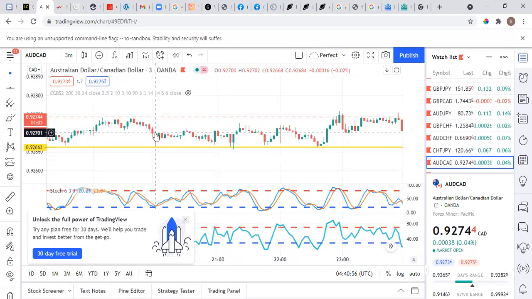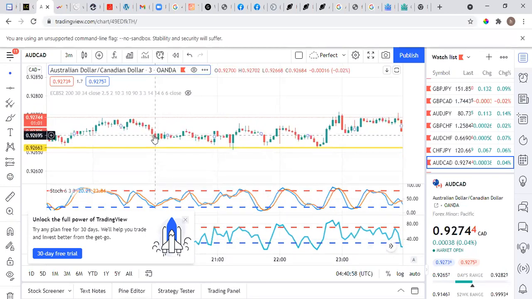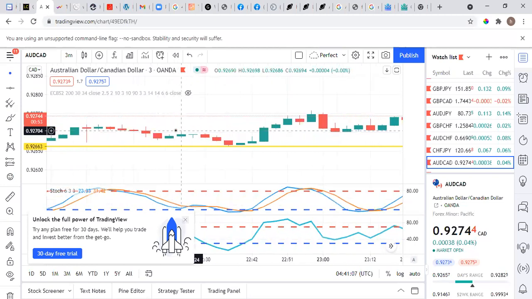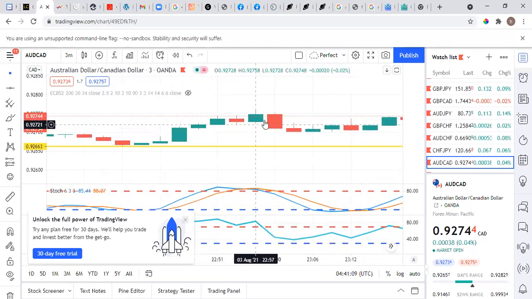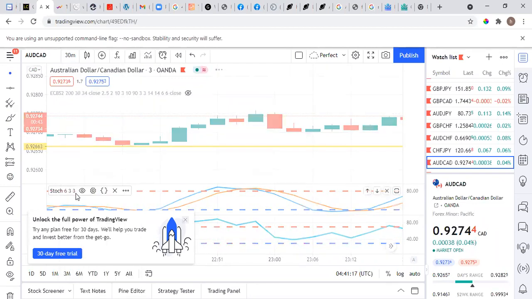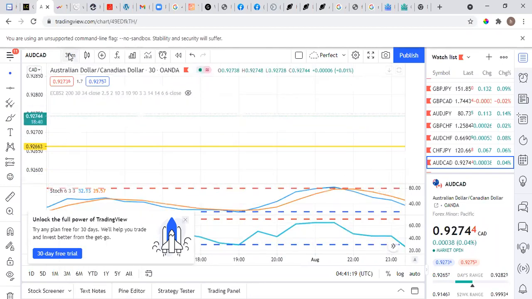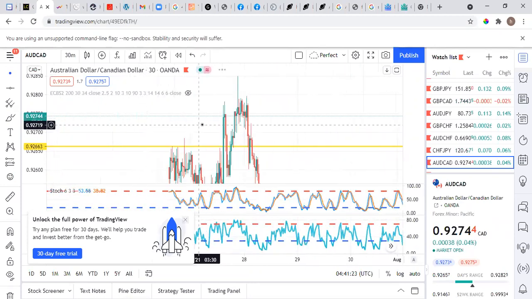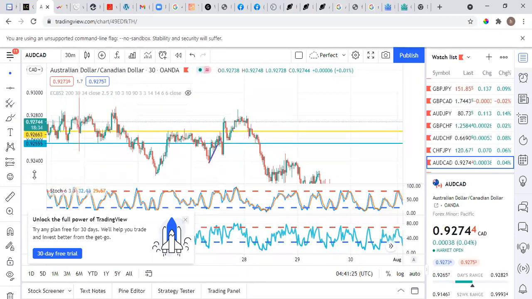When you see a red candle, it means the price of that currency is going down. So for example, let me just zoom into one candle. Look at this candle, okay? Each candle represents 3 minutes, because I'm on 3 minutes. I can change it here to 1 minute, to 1 hour, to any time I want. It doesn't matter.